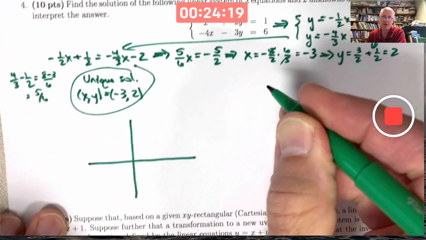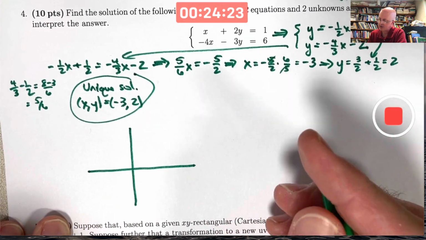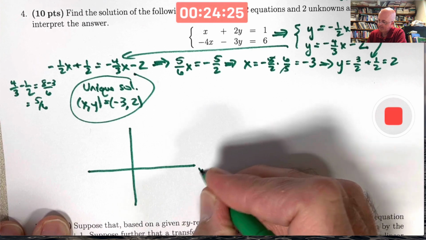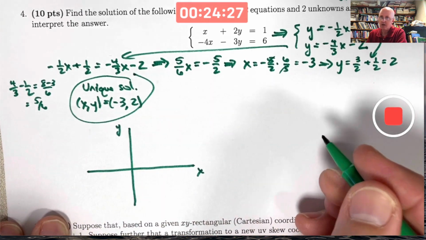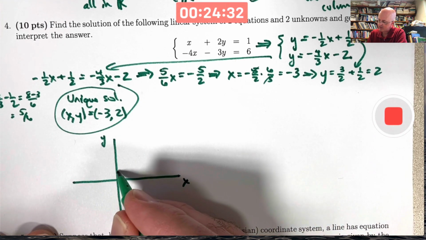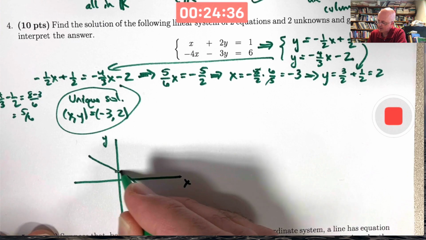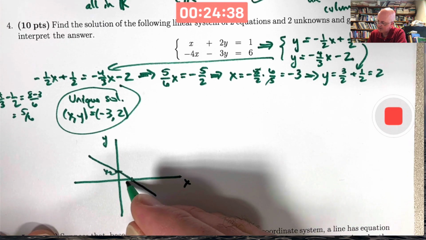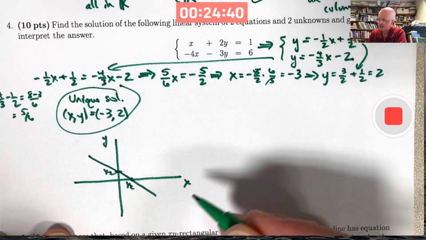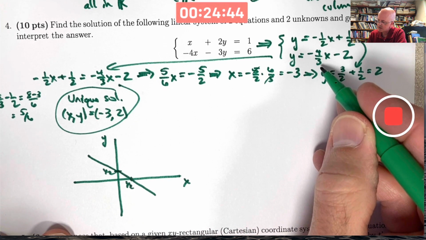Let's graphically interpret this. And then I'll also show you the elimination method, which will generalize to higher dimensional problems. So again, a line with a slope of negative 1/2 and a y-intercept of 1/2. So something about like this, say. And this would be 1/2 here and a 1/2 here. And the other one's a line with a slope of negative 4/3 and a y-intercept of negative 2.